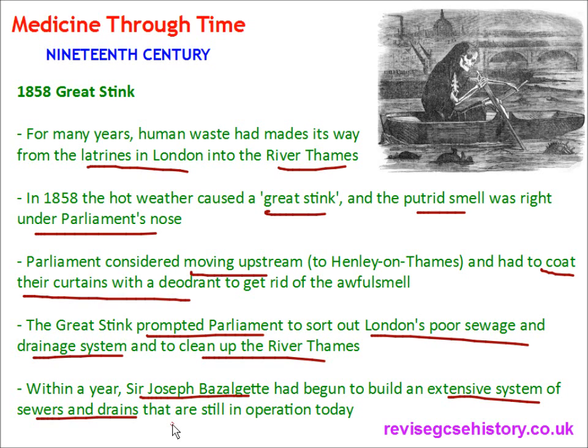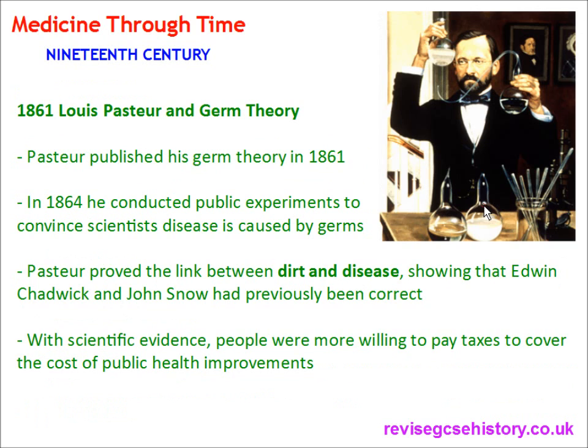So, as a result of the Great Stink, Parliament thought, oh, how awful, the Thames needs cleaning up, sewers need building, drains need putting in. Within a year of all this happening, a man called Sir Joseph Bazalgette, you need to know the name, began to build sewers that are still in operation in London today.